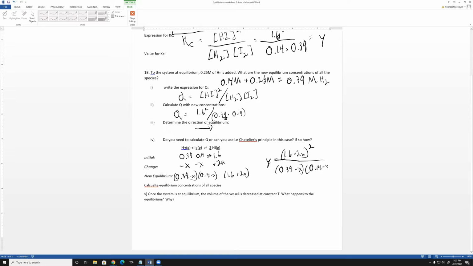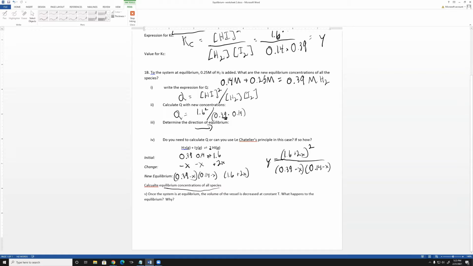and I2. So what we would do is, once we get the value up here for Kc, which would be the same throughout this entire problem, unless you change the temperature, but we're not doing that here, you can solve for x. That x can be plugged into each of the equilibrium concentrations for H2, I2, and HI in order to find the new equilibrium concentrations of all species.